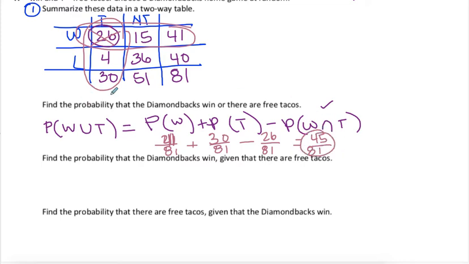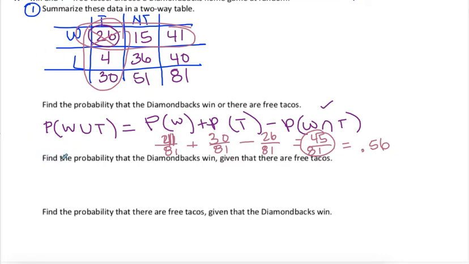And so the probability that the Diamondbacks win or there are free tacos is 45 out of 81, which is about a 56% chance. So there's a 56% chance that you would go to the Arizona Diamondbacks and you would either see a win or you would end up with free tacos.